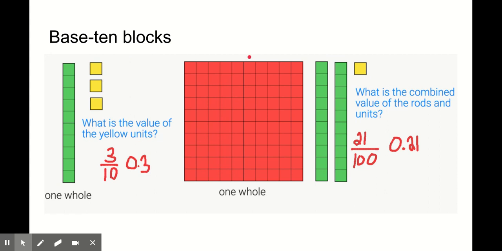For hundredths, the flat is the whole, and it is made up of 10 tenths, or 100 units, or we could call those hundredths. So the value of the green and yellow rods would be 21 hundredths.